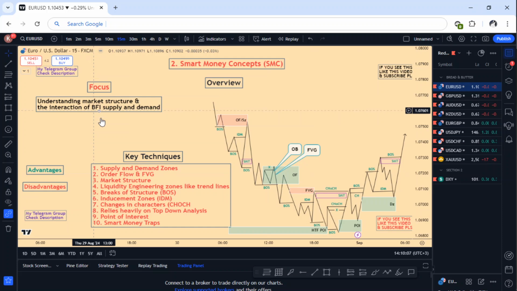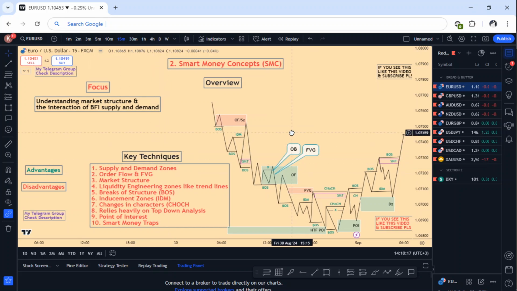Now, there are key techniques here that are related to smart money, and you will hear them a lot, and that is supply and demand, which identify areas where prices have previously reversed due to institutional buying or selling.